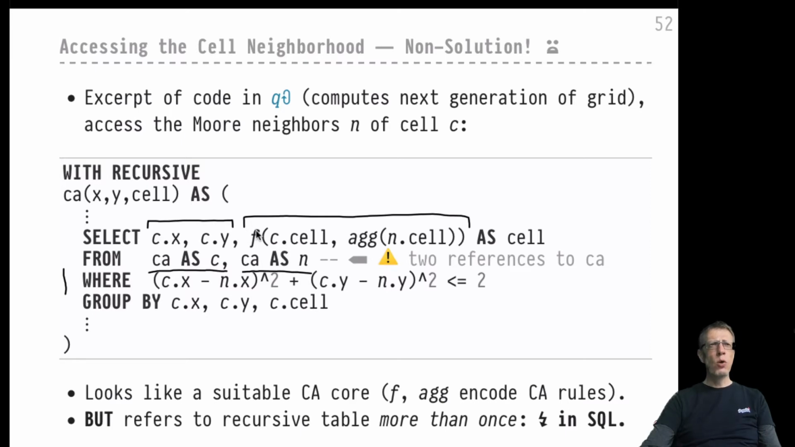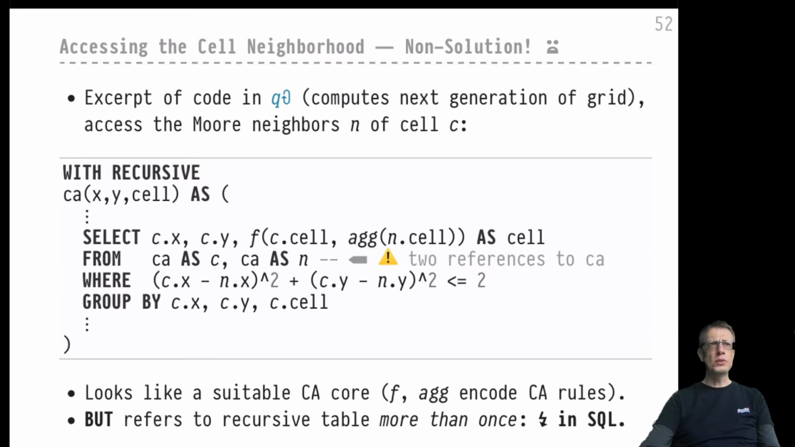In this abstract form, that function f that computes the new state would look at the current state of the cell, which is just c.cell, and it would look at some aggregate of the state of the neighboring cells. As you can see, this is some abstract aggregate. Maybe it's summation, maybe it's a maximum, maybe it's a user-defined aggregate that we have to define. This aggregate would have access to the 8 cells in the neighborhood of our cell C, would compute some aggregate value, and that could then be used, together with our current state of the cell, to determine the new fate, the new state of the cell.